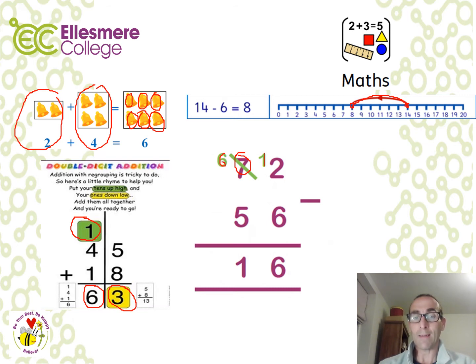12 minus 6 gives us the answer of 6, and then 6 minus 5 gives us 1. So this is how we will be using techniques of borrowing in order to complete our double-digit subtractions.